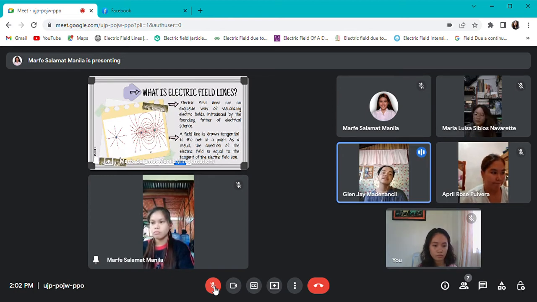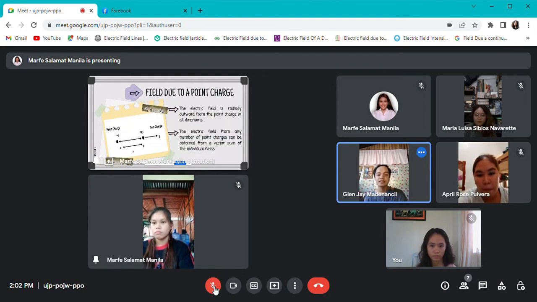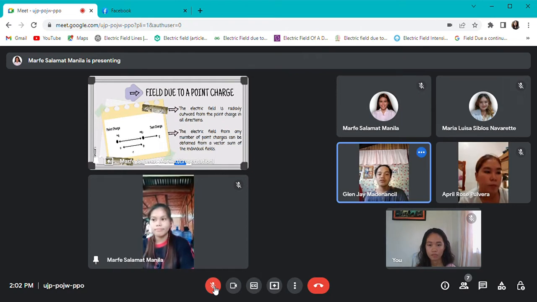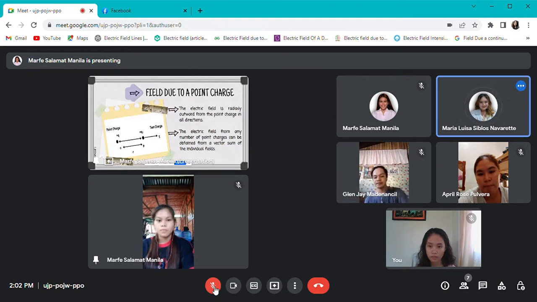May we go on or proceed to the next slide? Here, the field due to a point charge. So, may we hear the idea of Maria Luisa on the first highlighted point, the one with the arrow.